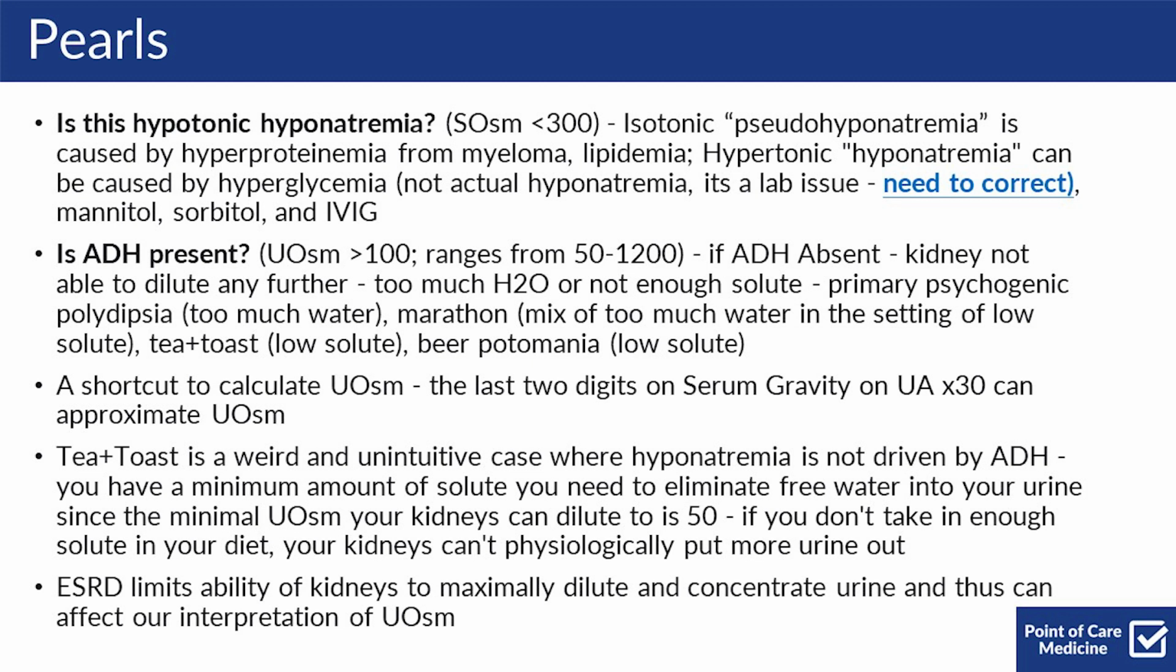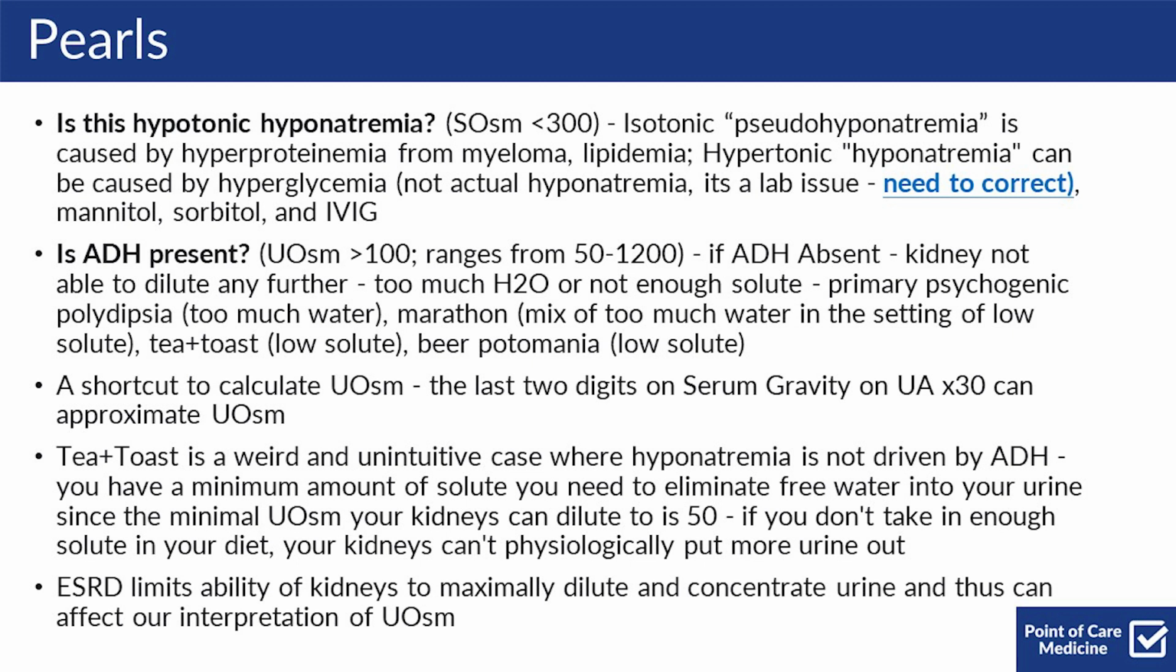The next question you're asking yourself is, is ADH present? This is if your urine osms are greater than 100. If ADH is absent, the kidney is not able to dilute any further. There's too much water or not enough solute. In the case of primary psychogenic polydipsia, you're just drinking too much water, and it's usually some sort of psychiatric etiology. When we think about marathon runners, it's a mix of both. You're drinking too much free water in the setting of having very low solute after running a marathon. In someone who has a tea and toast diet, that's due to low solute, and beer potomania is also due to low solute.